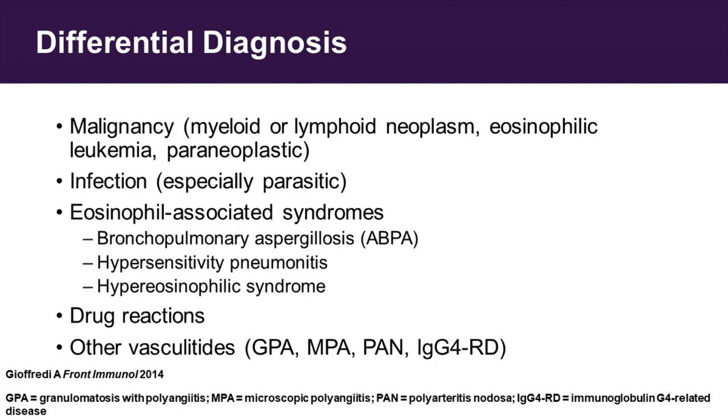So this is just a differential diagnosis, and I'm going to go back later to go through how we can rule some of these things out. But things that you're going to think about when you're approaching these patients are malignancy, infection, especially parasitic types of infections, the eosinophil-associated syndromes, which have a lot of overlap with our EGPA manifestations, drug reactions, and of course the other vasculitides like GPA, MPA, polyarteritis nodosa, and even IgG4-related disease. So I'll loop back to that and talk about how we can try to rule out some of these after we talk a little bit more about characterization of EGPA.